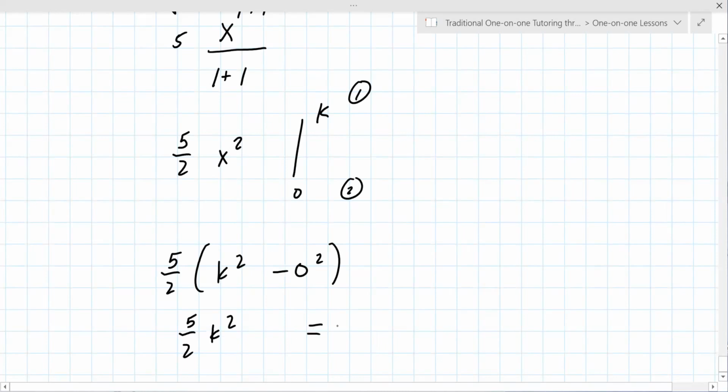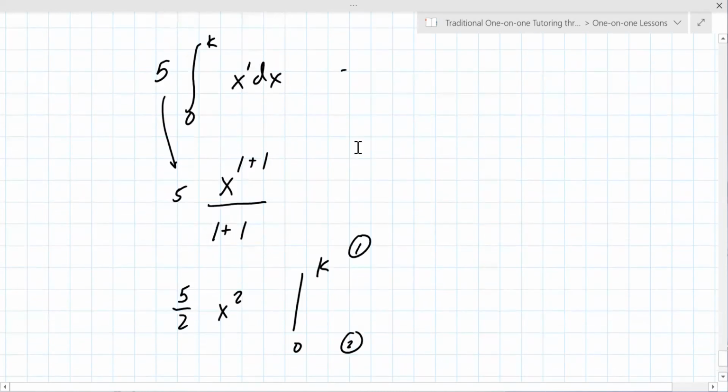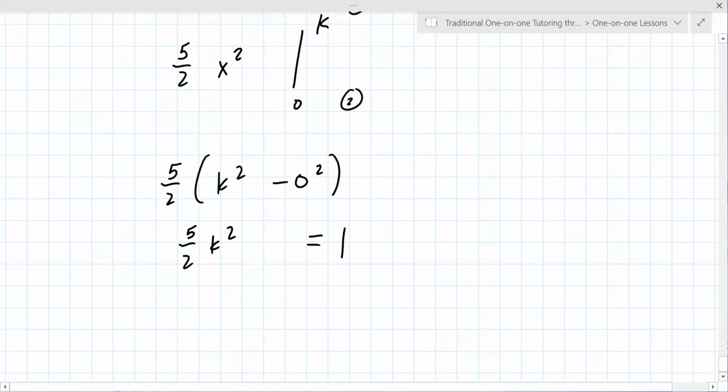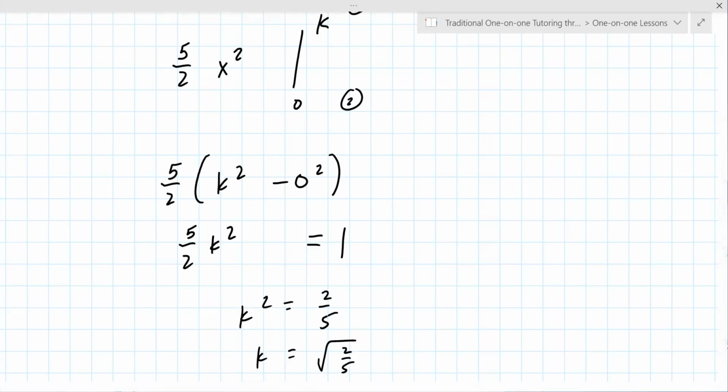So that goes away, so it's 5 halves k squared. And again, this all has to equal 1. That was way up here in the beginning. Okay. So now you know how to solve this. You multiply by the reciprocal, take a square root, so k equals the square root of 2/5. Okay, that's not terrible, but not fun either.